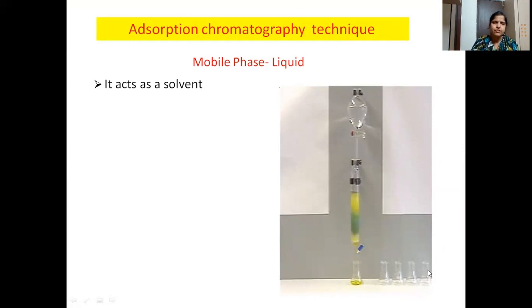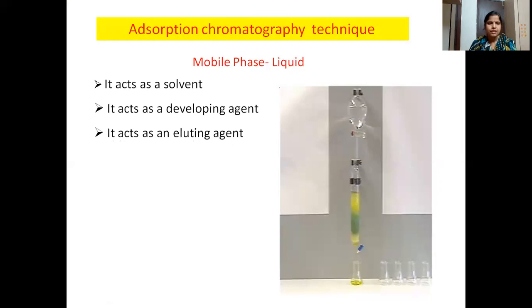So here the mobile phase is acting as a solvent. It is also acting as a developing agent, because when we are running the solvent through the column, it will go and interact with the sample. This is a sample which is present here, and it is helping in the separation of the mixture. Various components from the mixture are being separated. That is, we call it developing. So it is acting as a developing agent. It is also acting as an eluting agent.